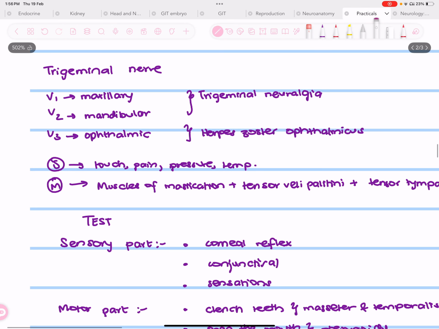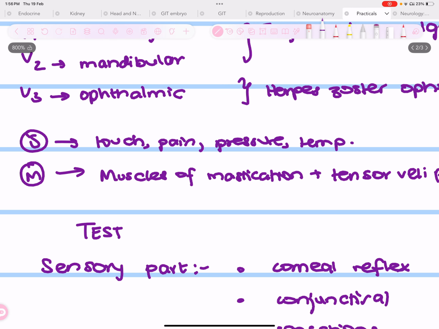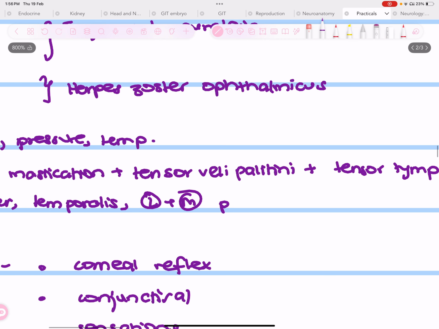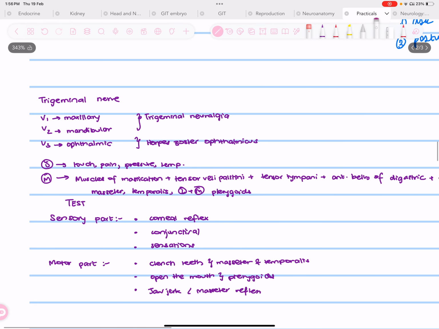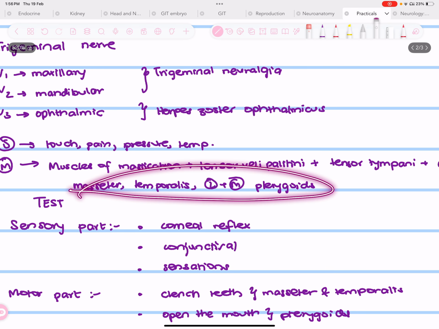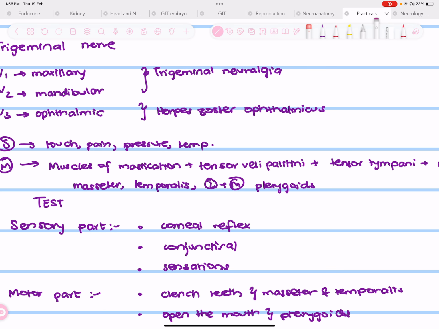Now, it is a mixed nerve. It has both sensory as well as motor innervations. Sensory innervations are of touch, pain, pressure, and temperature. And motor innervation is that it supplies the muscles of mastication. Now, you may be wondering what are the muscles of mastication? So, you have masseter muscle, you have temporalis, you have lateral and medial pterygoid muscles. So, these are the muscles of mastication which are supplied by the trigeminal nerve. Do not forget that, especially the mandibular division of the trigeminal nerve.